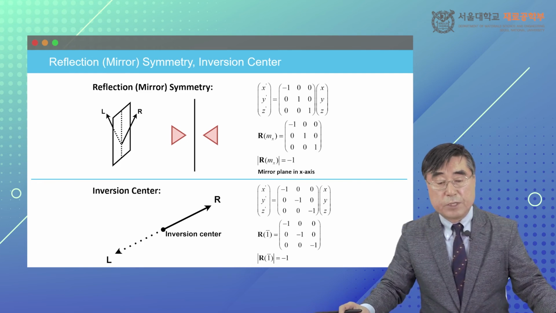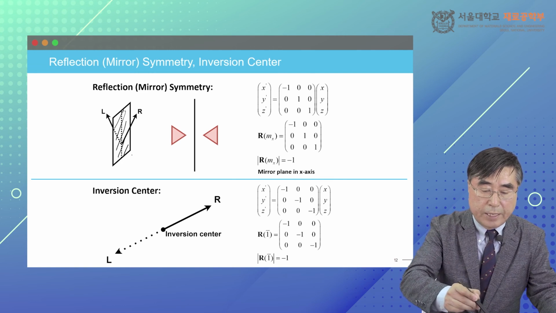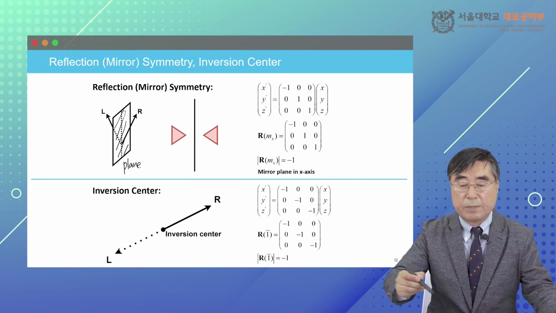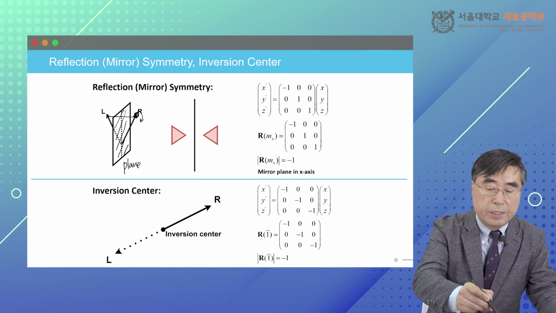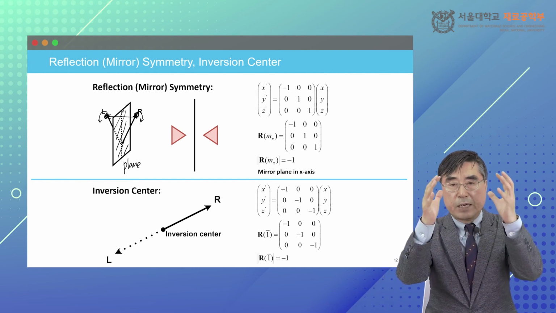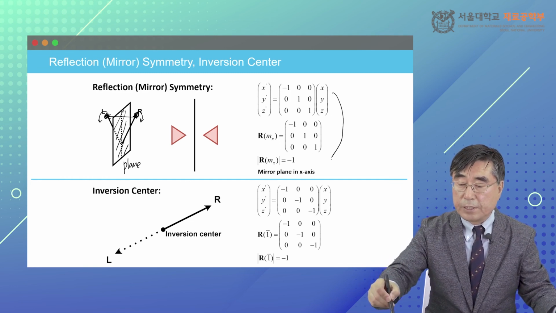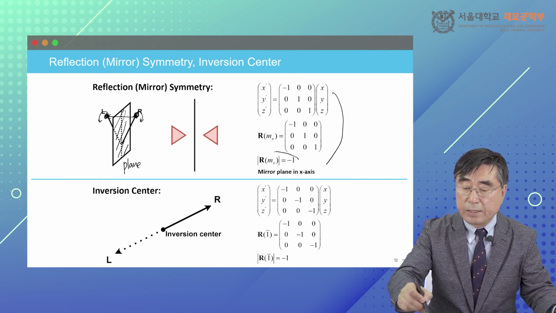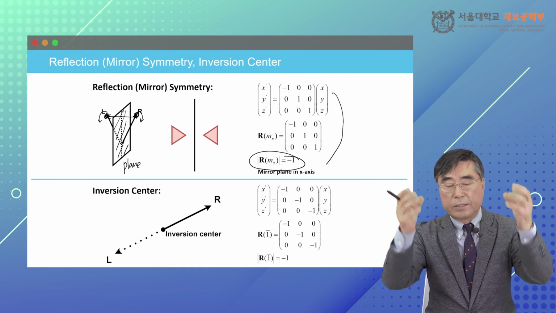Now, there is another symmetry which we call mirror symmetry. This is the mirror plane, so the plane is the symmetry element. If I have any pose here with the right-hand side, then the mirror image makes a right-hand to left-hand operation in the mirror plane. And the matrix form is designated like this. Now, if you get the determinant of this mirror plane, it shows minus 1, which shows that the right hand now makes the left hand operation.